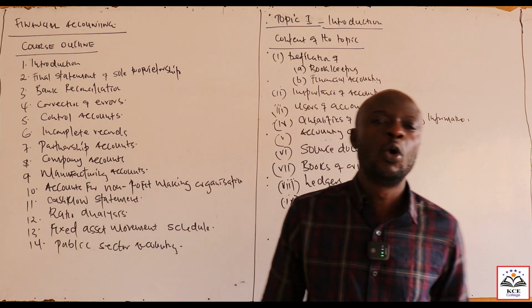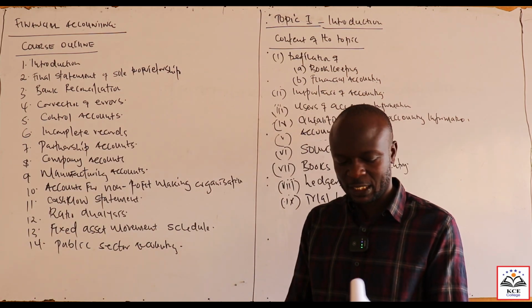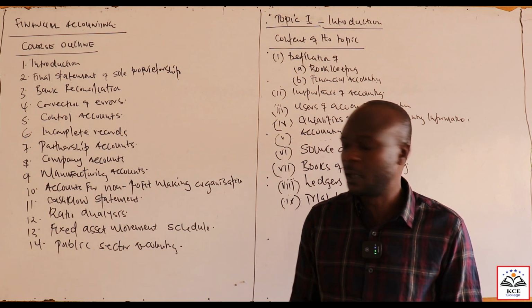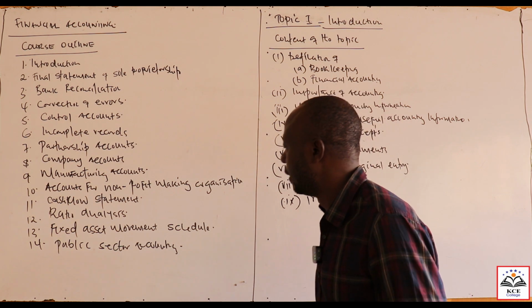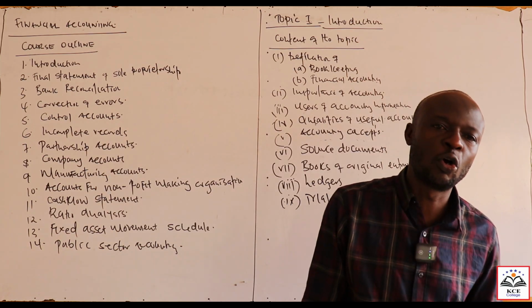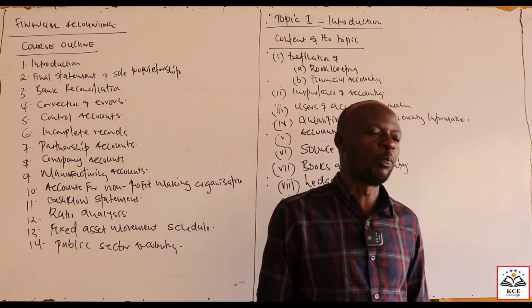Then lastly, we have public sector accounting, so the accounting for public entities and organizations. So this is the course outline. These are the things that you need to know in order for you to pass the examination.